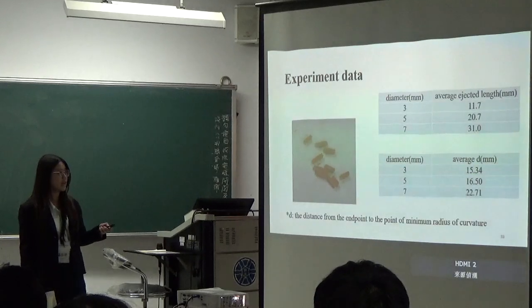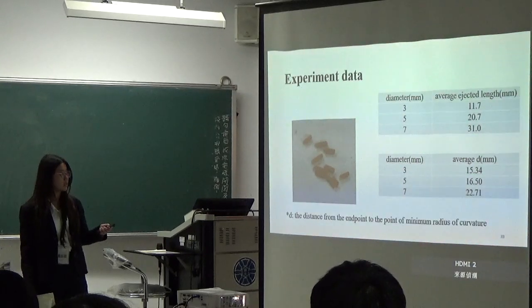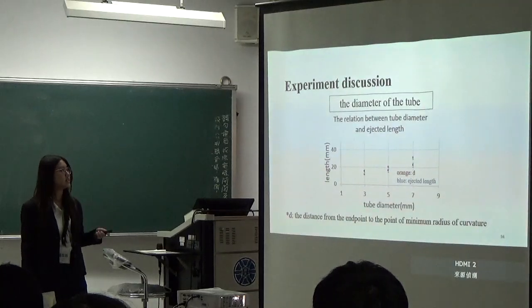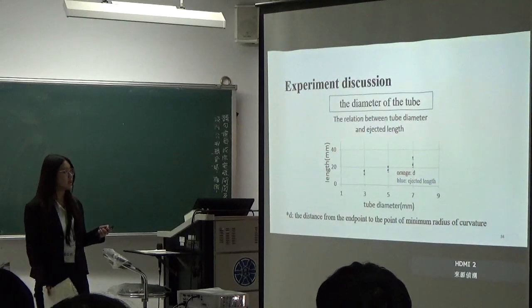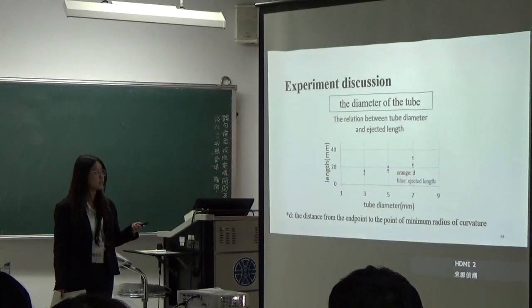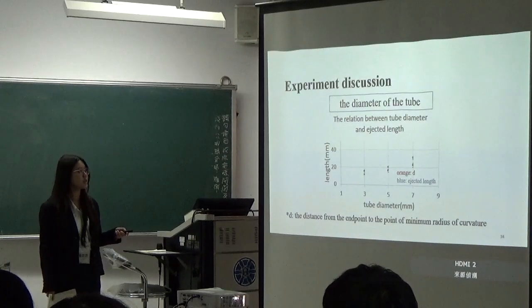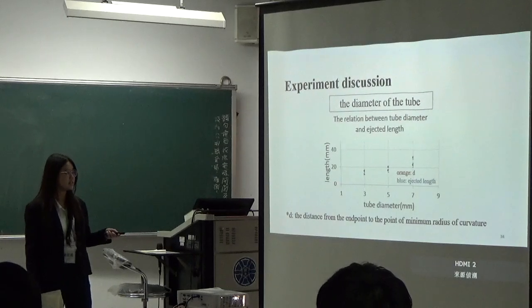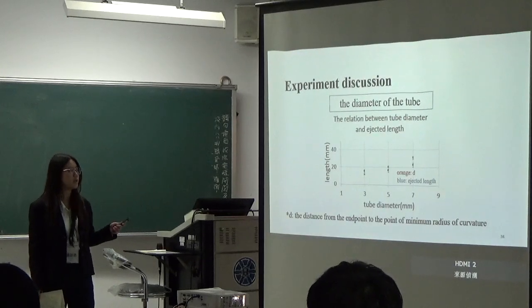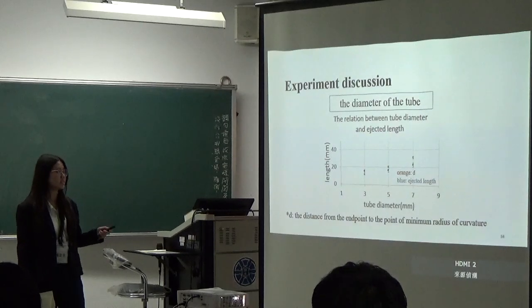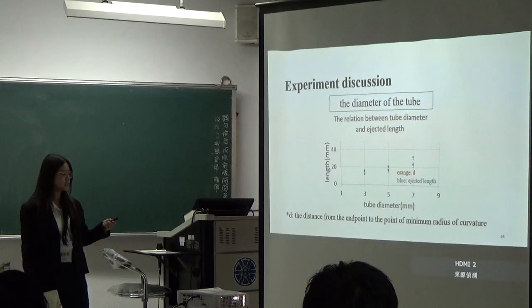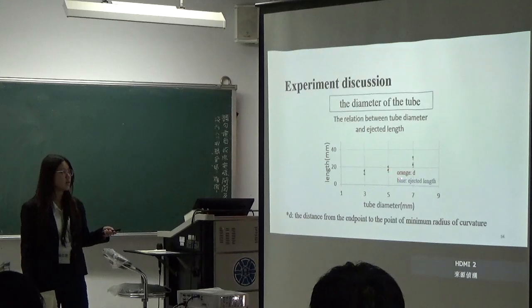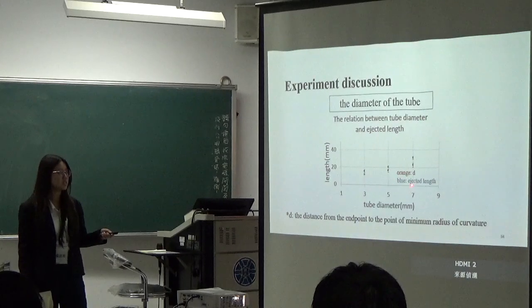So here's the data over here, the distance and the diameter of the tube. This graph talks about the relation between the tube diameter and ejected length. The x-axis is the tube diameter, and the y-axis is the length. You can see the orange D and the blue ejected length are very close.